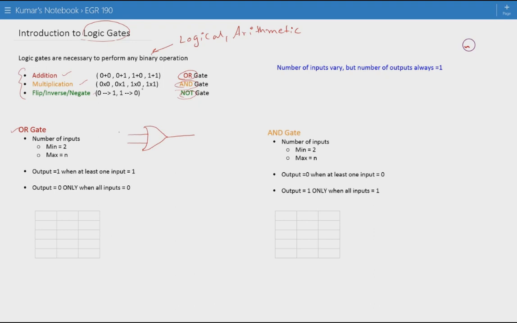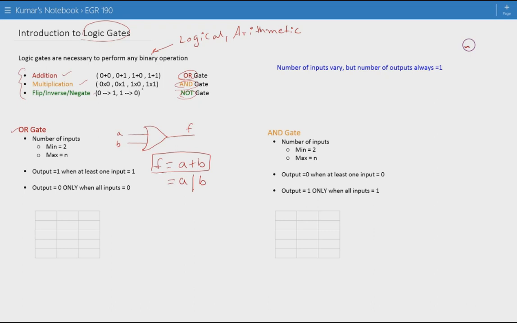Let's say we have 2 inputs A and B, and we have an output F. The function is typically written as F equals A plus B, or it is also written as A slash B. But in this class, we're going to use this operation primarily.